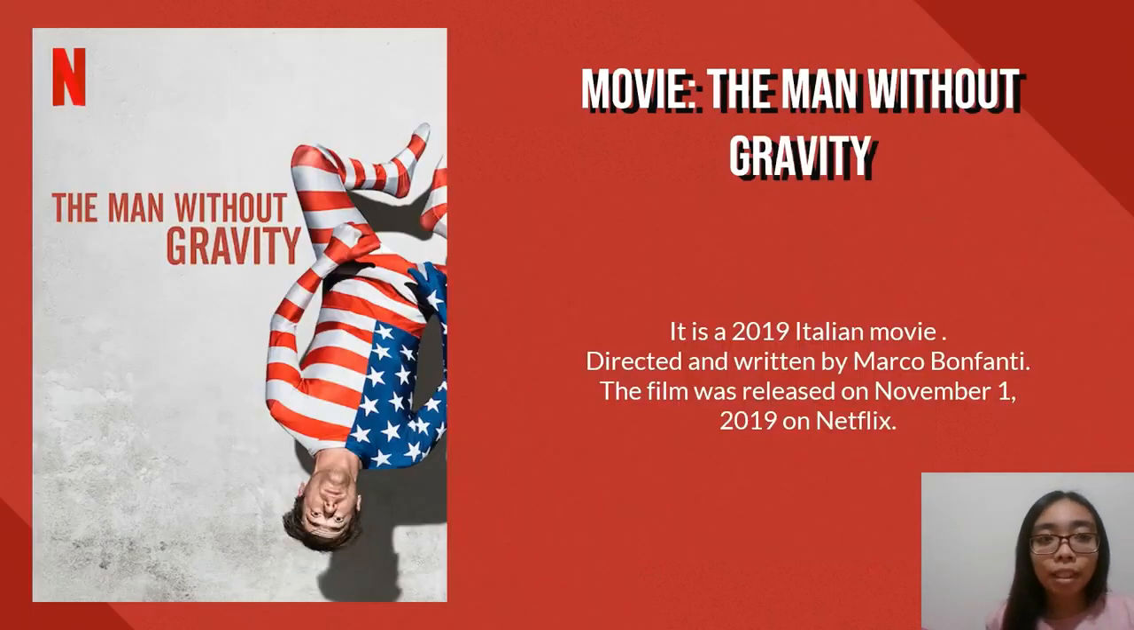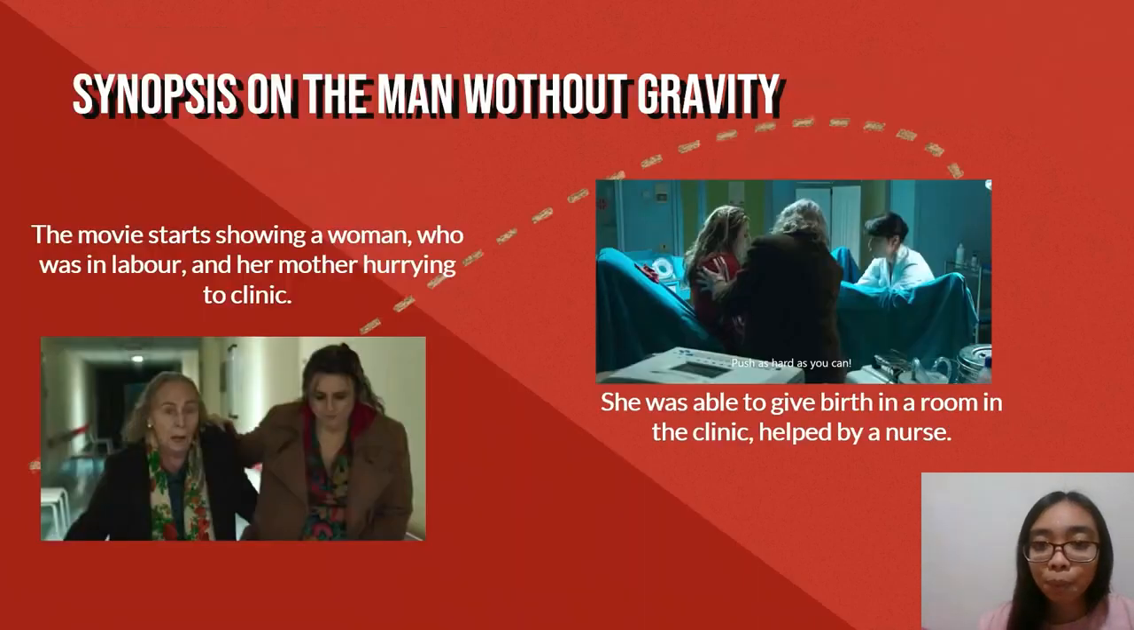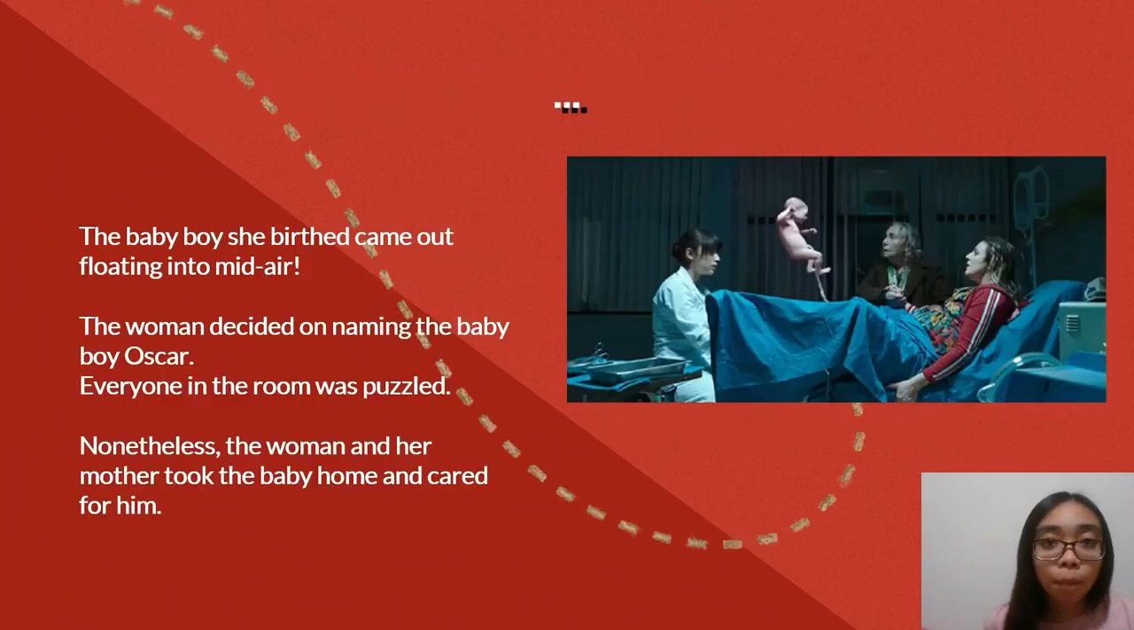The movie that we will discuss is entitled The Man Without Gravity. It is a 2019 Italian movie in the magic realism style. It was directed and written by Marco Bonfanti and released on November 1st, 2019 on Netflix. This movie starts by showing a woman in labor and her mother hurrying her to the clinic. She was able to give birth in a room in the clinic, helped by the nurse. The baby boy she birthed came out floating in mid-air.